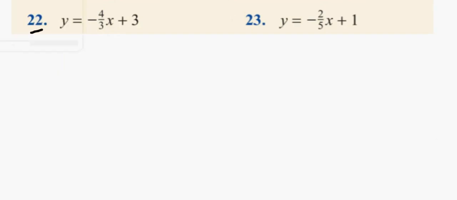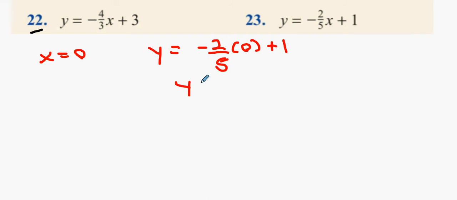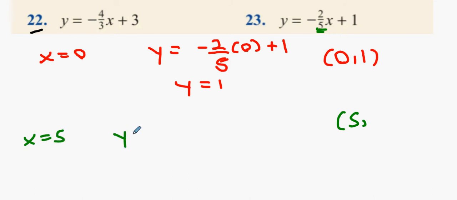So, first part, I'm going to let x equal 0. Y equals minus 2/5 times my x value plus 1. My y value equals 1. The first point is 0, 1. Then I go to the next point. I'm going to pick any multiple of 5 I want. How many people picked 5? Grand. So I'm going to choose 5. If you use 10, you'll get another point, but it'll be the same line.